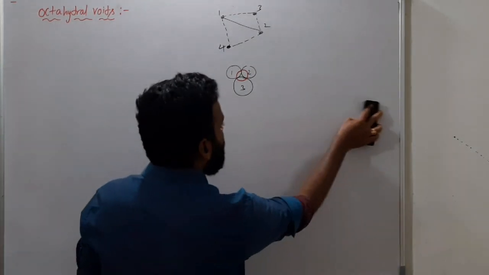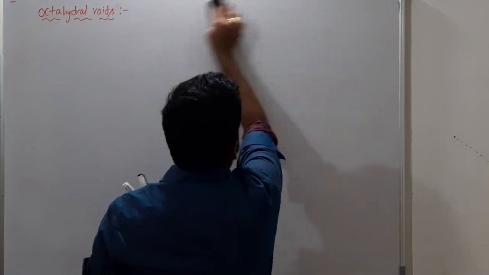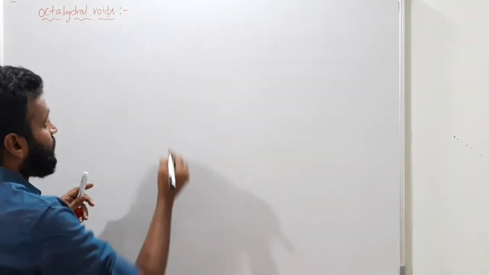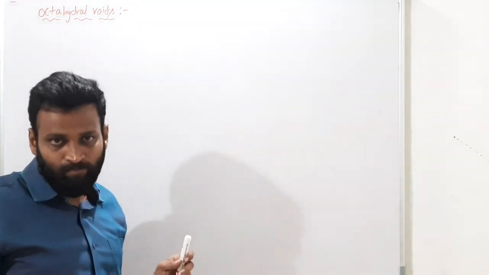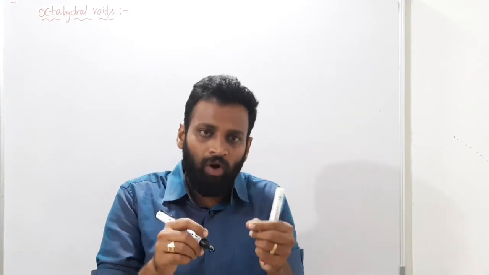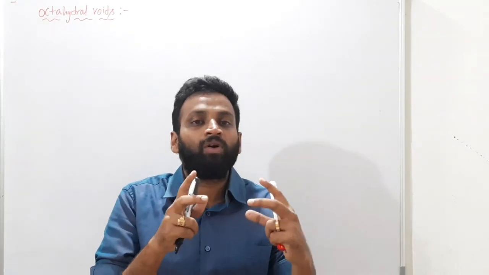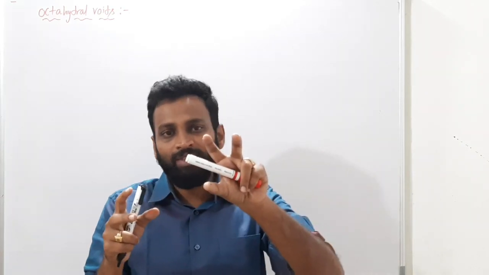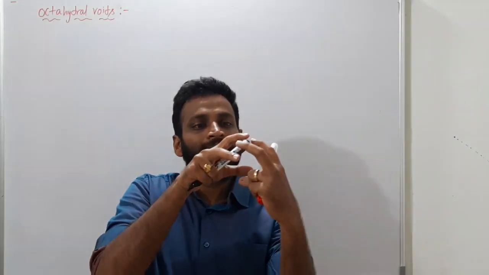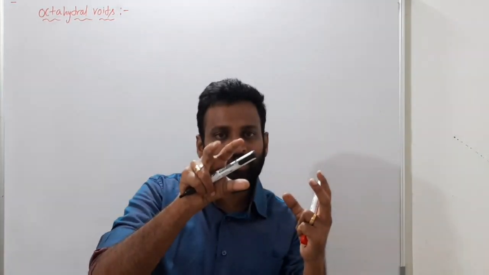Now, for the continuation, we will discuss octahedral voids. Let's see how the octahedral voids are formed. Octahedral voids are forming between 6 atoms. The free gap or empty space formed between 6 atoms, 3 atoms on one layer and 3 atoms on the other layer. So 3 atoms on the first layer, 3 atoms on the second layer.